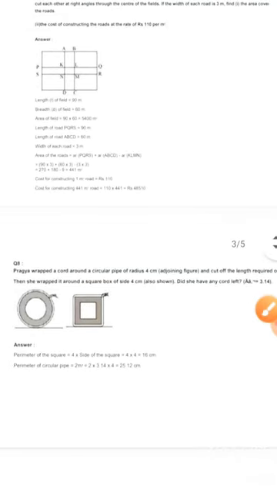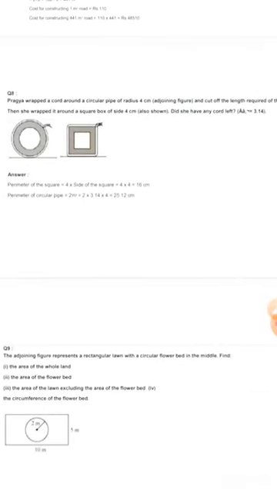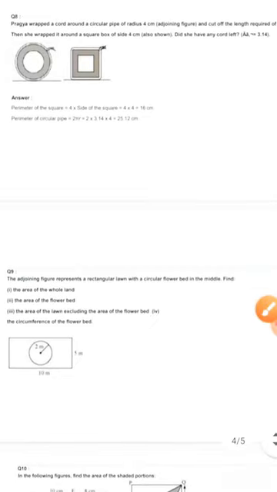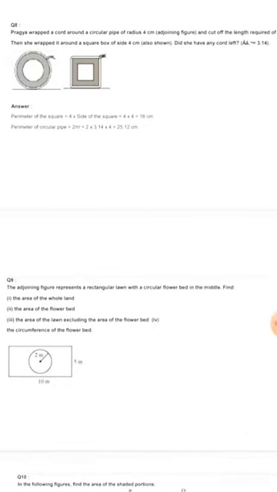Getting this point? Now question number 8: Pragya wrapped a cord around a circular pipe of radius 4 centimeter and cut off the length required of the cord. Then she wrapped it around a square box of side 4 centimeter. Did she have any cord left? First of all, find the perimeter of the square. What is the formula for the perimeter of the square? 4 multiplied by side. After that, find the perimeter of the circular pipe. In this way you can find your result, and this will be your homework: did she have any cord left or not.